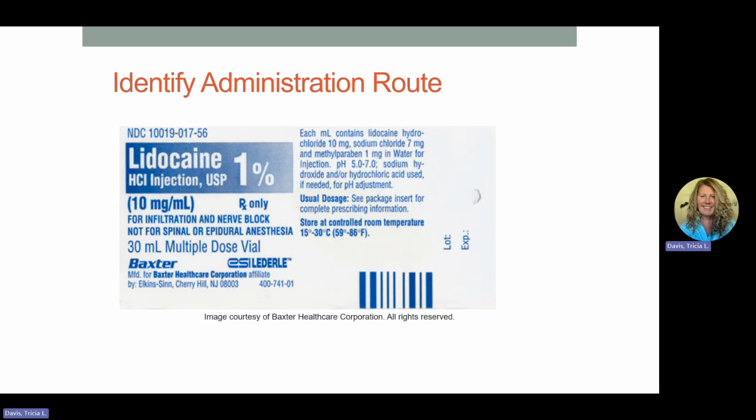Then we have to identify the administration route. So we talked about this a couple slides back. Are we giving it enterally, sublingually? Are we injecting it? Is it through the ear, through the eye? Is it a topical? Is it an oral? Here we know it's an injection. So this is going to be an injection medication. And it says it right here, injection.